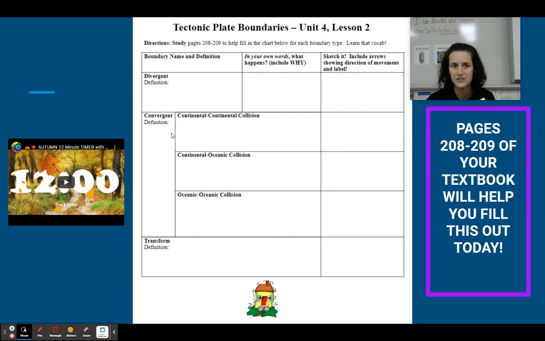Basically, you're giving the definitions of each boundary, and then you're explaining in your own words what happens at those boundaries. And then you're going to do a little sketch to show what that looks like. So are the plates going apart? Are they going together? Or basically, are they sliding across each other? Okay, and there's some good visuals and stuff in your textbook. Okay, so that would be this yellow sheet. I will attach to the post today a copy of this yellow sheet in case it's in your locker or you didn't get it for some reason. But we're just focused on this side today.